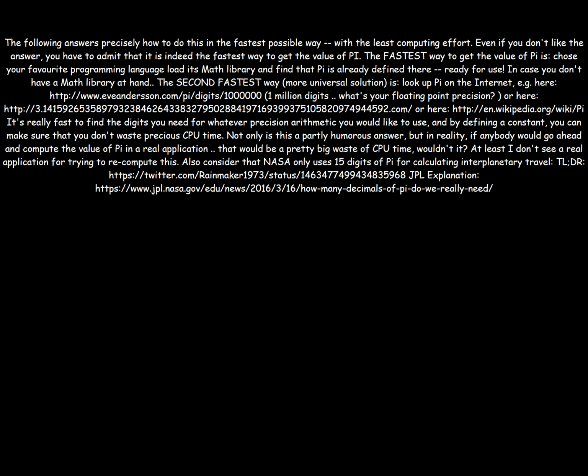TLDR: see the tweet and the JPL explanation on how many decimals of pi we really need.